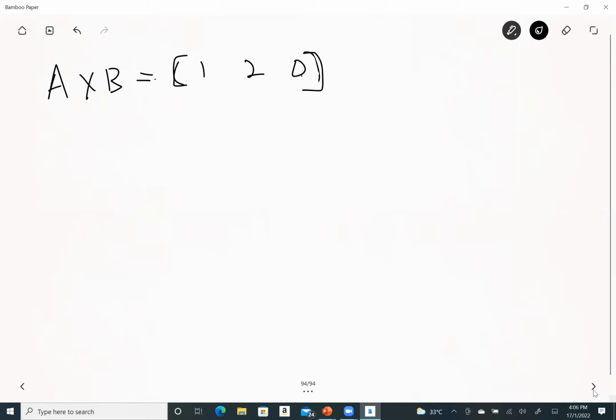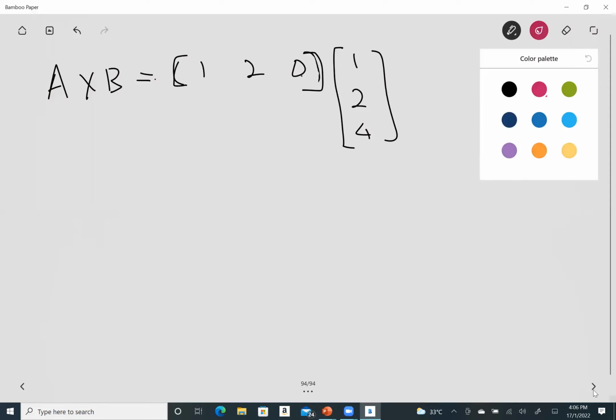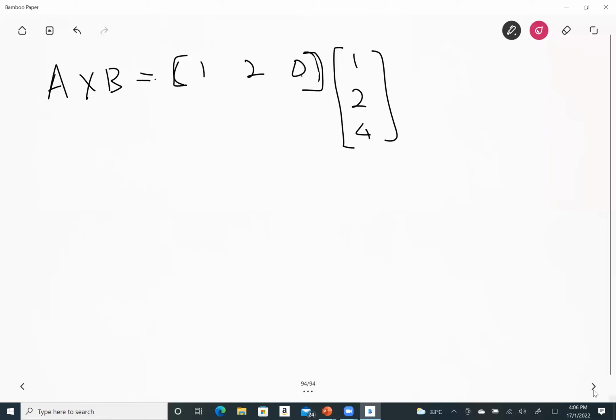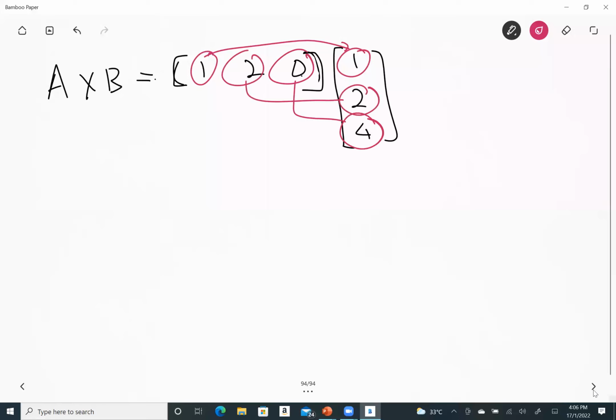And then you multiply with the other matrix, 1, 2, 4. Then we know we can multiply. So what do you do? You multiply corresponding elements and then add them up. Now, what do we mean by corresponding elements? Corresponding elements, see, this multiplies with this. The first element multiplies with the first element. The second element multiplies to the second element. The third element you multiply to the third element. All right, and add them up.